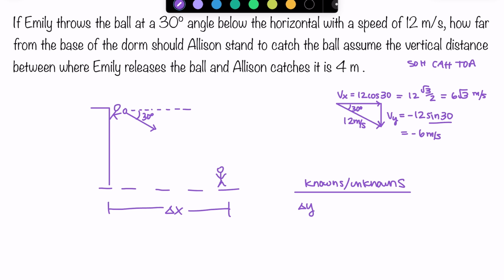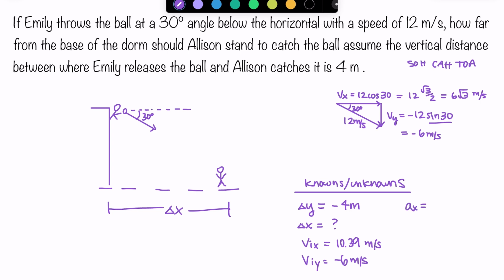Our delta y is going to be the displacement of the ball in the y direction. That's downwards, so it's -4 meters. Delta x is what we are trying to solve for. We know the initial velocity in the x direction is 6√3. I'll go ahead and grab my calculator. 10.39 meters per second. And VIY is -6 meters per second.